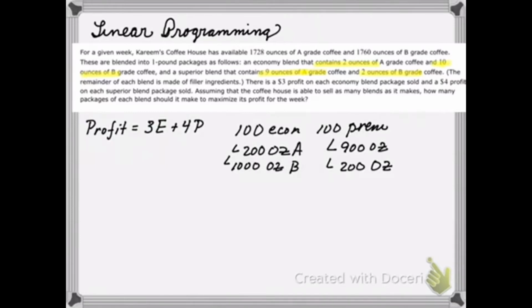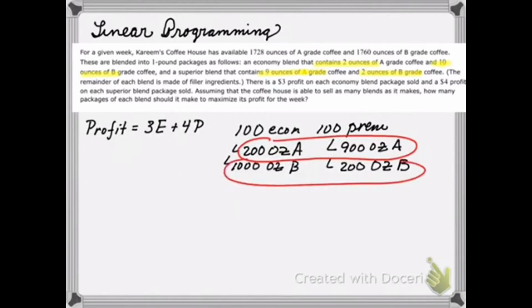And then, so what would that mean? In order to make 100 bags of economy and 100 bags of premium, I would be using, and I forgot to mark these off here. Let's see, this is 900 ounces of A and 200 of B, right? Okay, so that would mean that I would be using 1,100 ounces of the grade A and 1,200 ounces of the grade B.